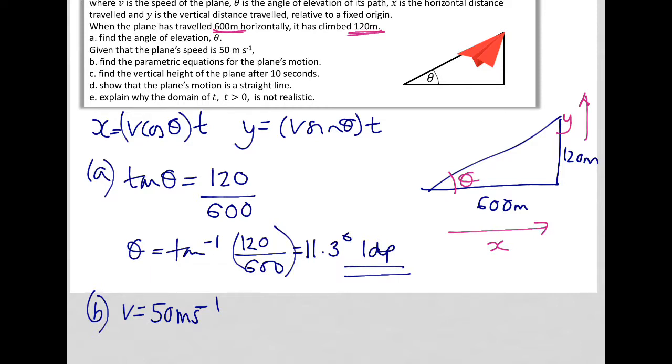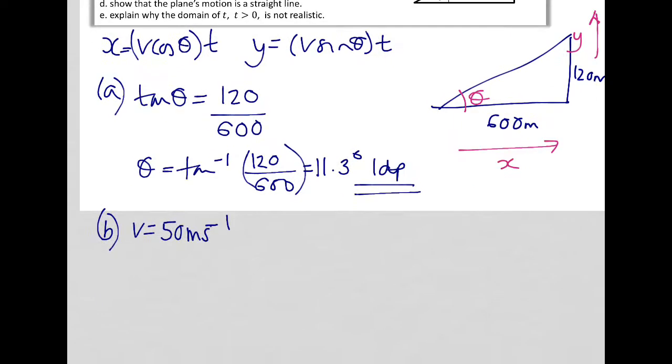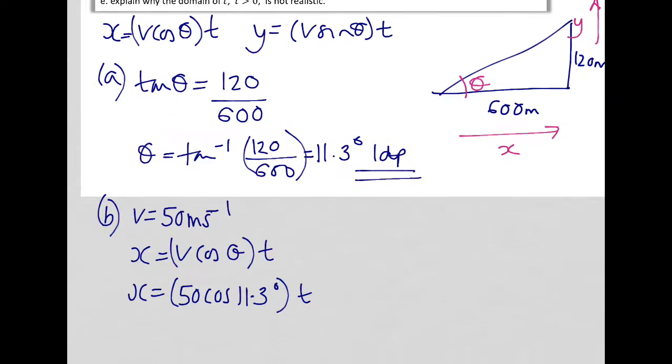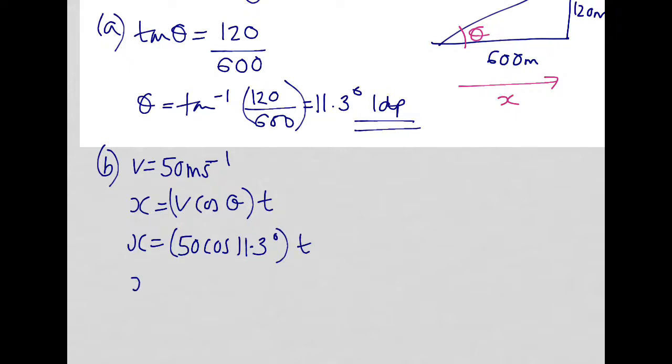Find the parametric equations for the plane's motion. Right, so I've got x equals v cos theta t. So that means x equals 50 cos 11.3, because I worked that out previously, t. I'm going to type that into my calculator and I get x equals 49.0t, and there's my answer.